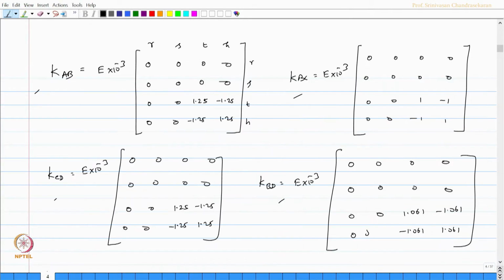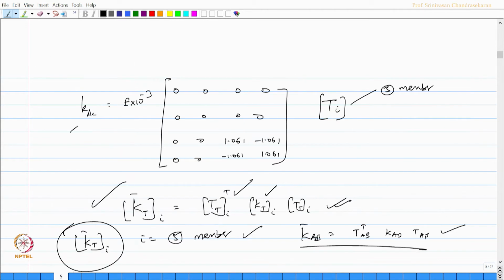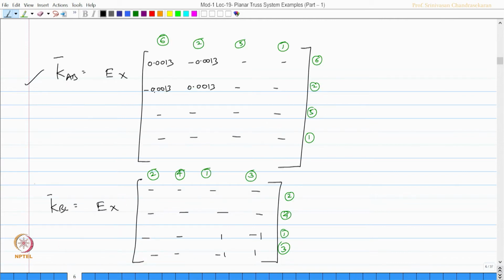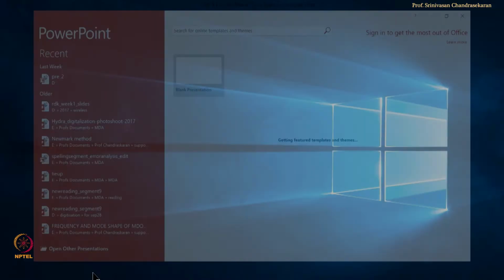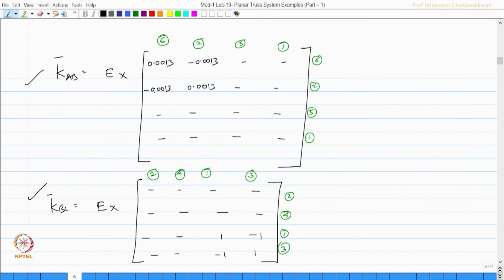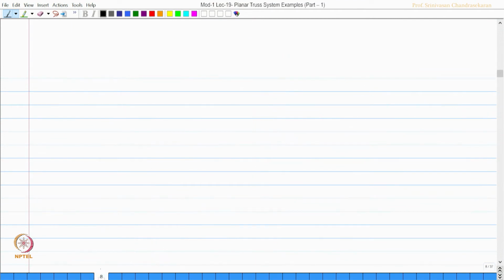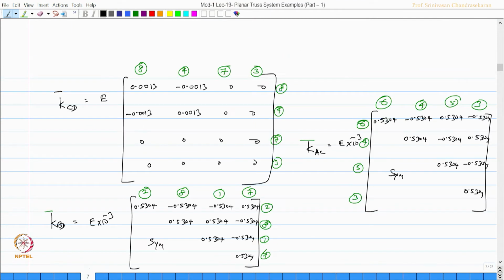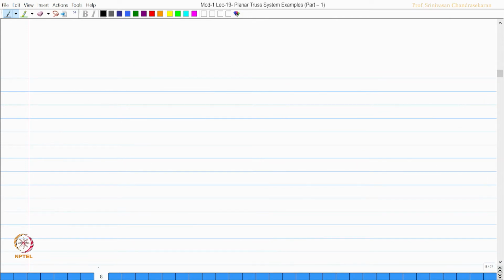Then we estimated the stiffness matrices and transformation coefficients matrices for all the members and worked out the global stiffness matrix of each member as A B, B C and so on. Okay. So, we got A B, B C, C D, B D and A C, all the members. Let us continue with the discussion on estimating the joint loads for this problem.